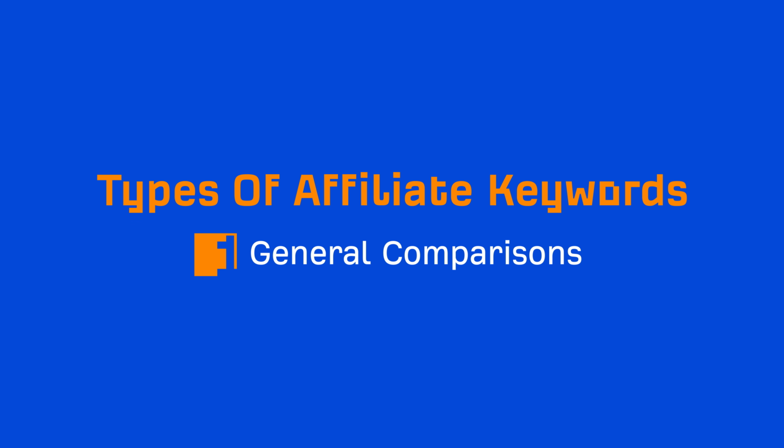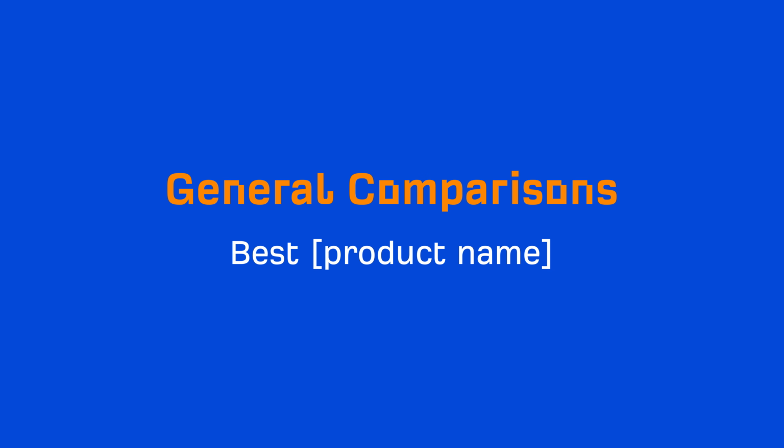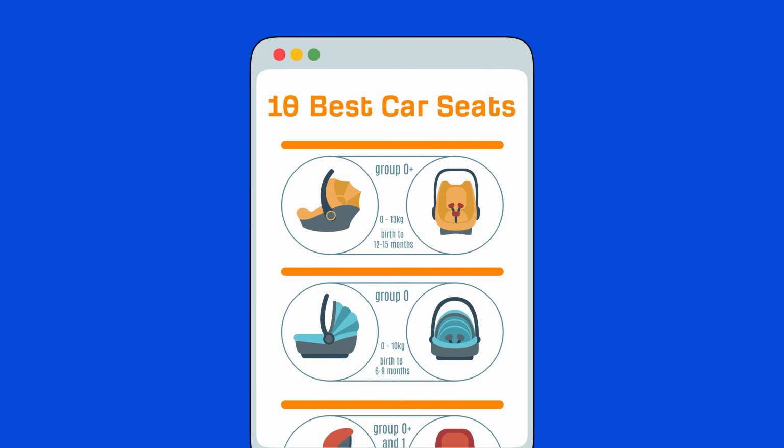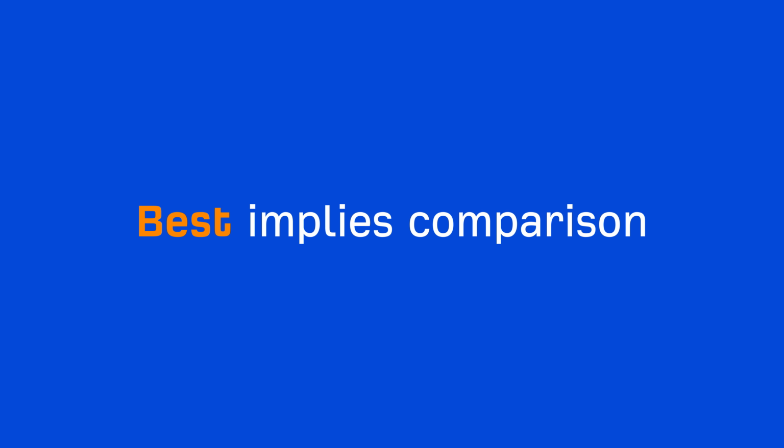The first type of keywords are general comparisons. These are your typical best product name keywords. For example, best car seats, best booster seats, best strollers, etc. It's super easy to recommend products in posts targeting these keywords because searchers are looking for product comparisons. After all, the keyword best implies that a comparison needs to be made.